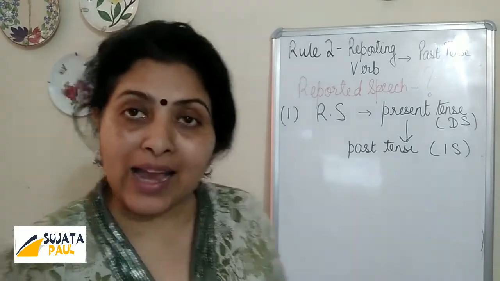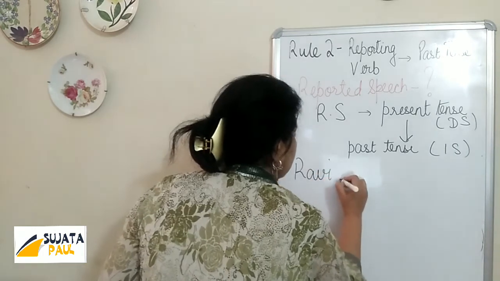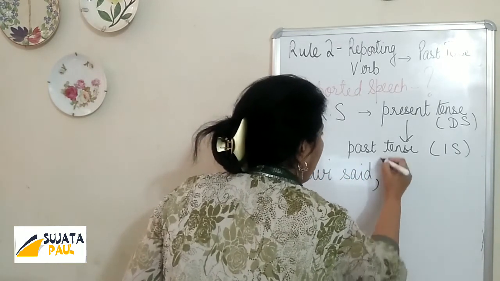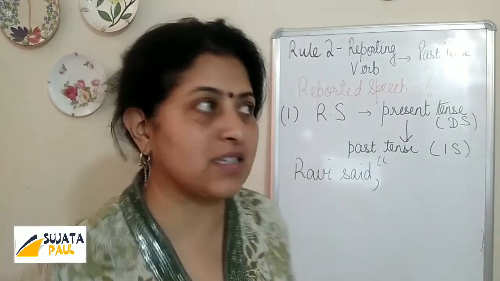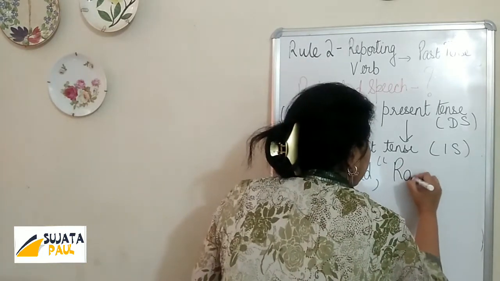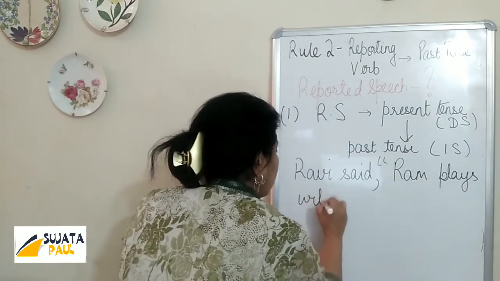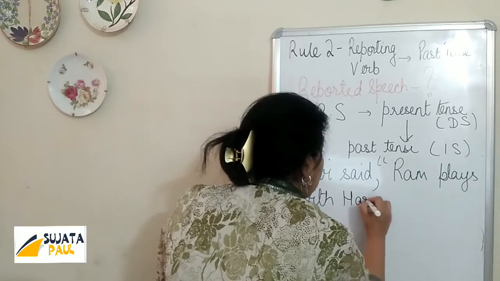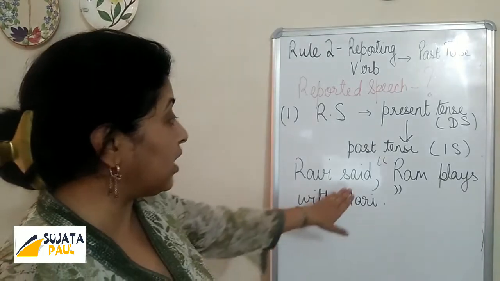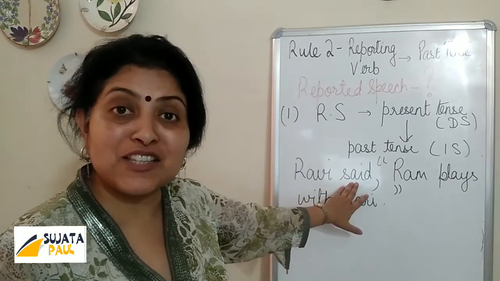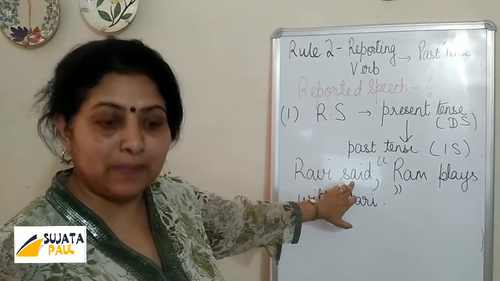What do I mean? I mean, if the question is Ravi said, comma, inverted comma, open, and I am talking in the present tense, Ram plays with Hari, full stop, inverted comma, closed. So first thing that I check, my dear, is said. This is my reporting verb, which should be in the past tense. So this is in the past tense.